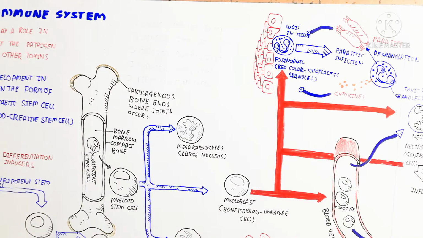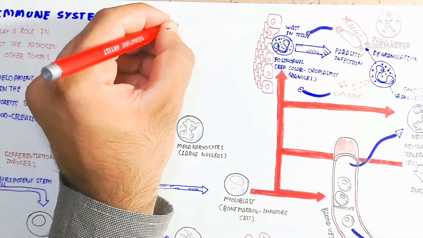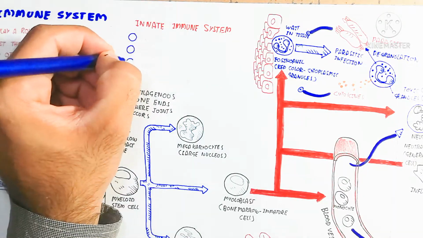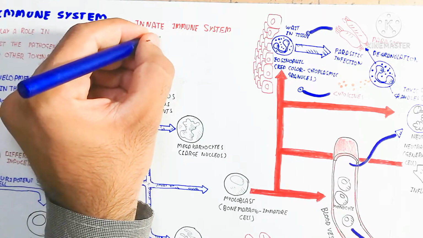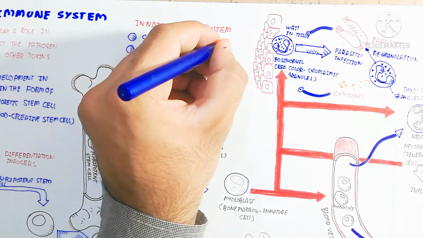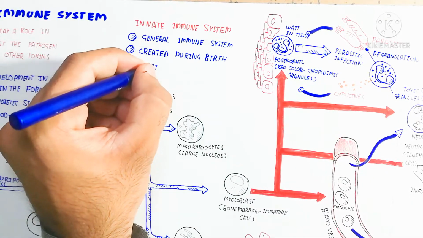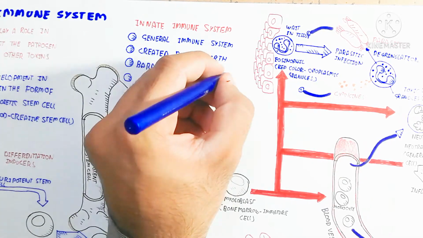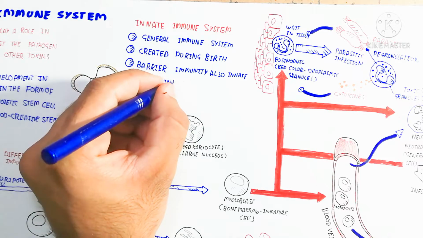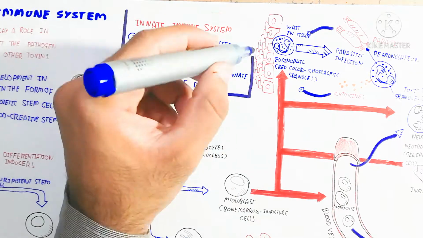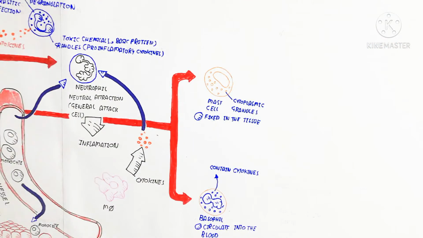Anyhow, next we will also discuss the differentiation from the myeloblast into the mast cell as well as the basophil. First of all, I want to say that all of this is part of the innate immune system, which is also known as the general immune system, and is present from birth. Barrier immunity is also innate, for example the skin and the epithelial cells in the lungs and gastrointestinal tract, which are the first line of defense. The myeloblast also differentiates into the mast cell as well as the basophil.